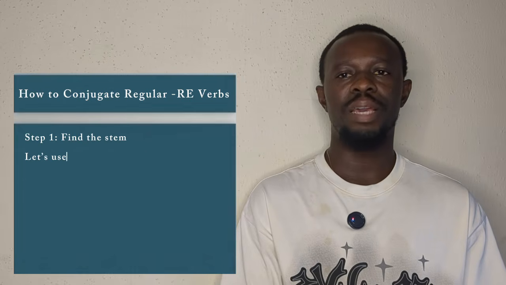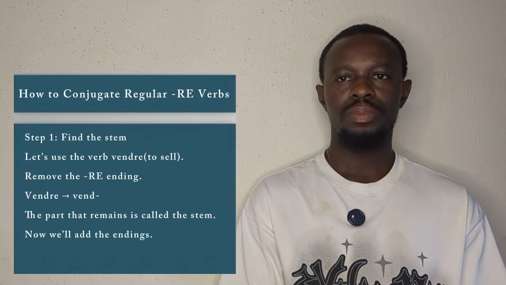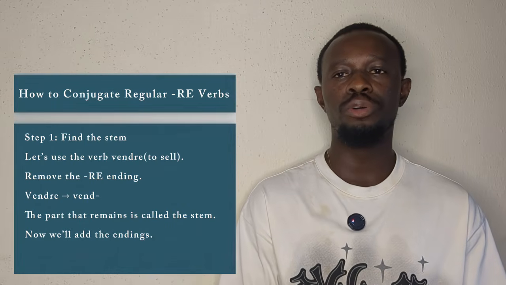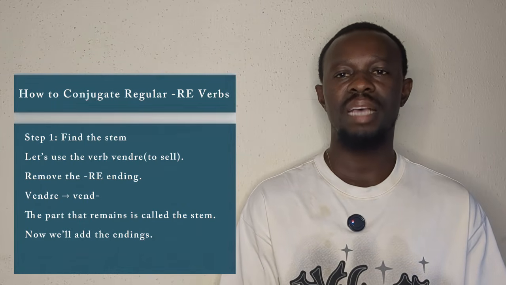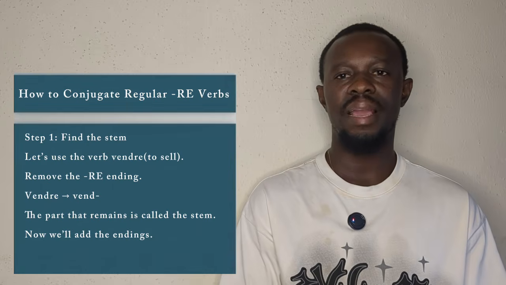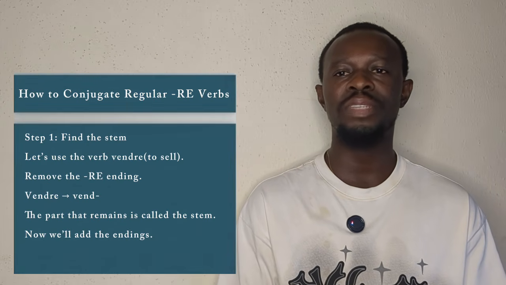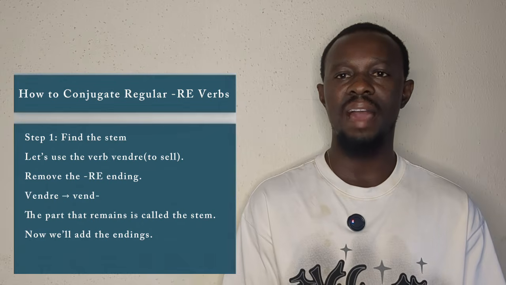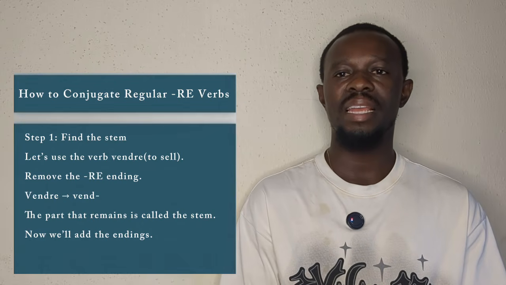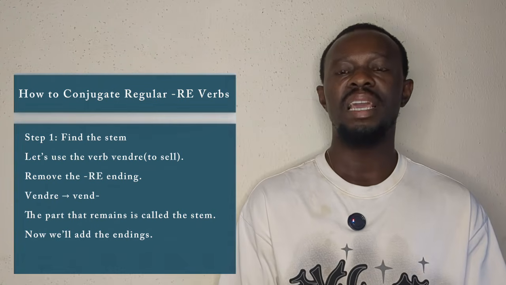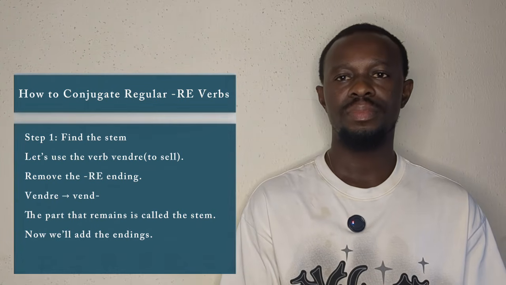Now, to conjugate the verb, what's our first thing to do? First, we'll find the stem. Let's use the verb vendre, to sell, as our example. Once you take vendre, the first thing is to remove the RE. That's the ending, the RE. Once you remove the RE, we have vend. That part that remains is called the stem.